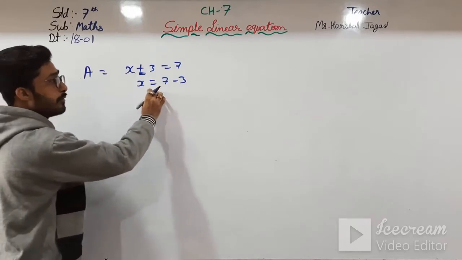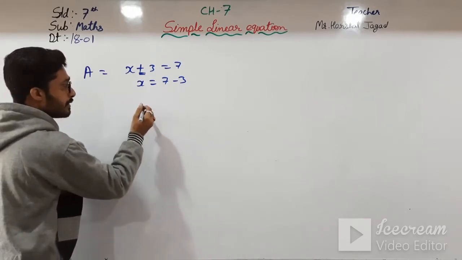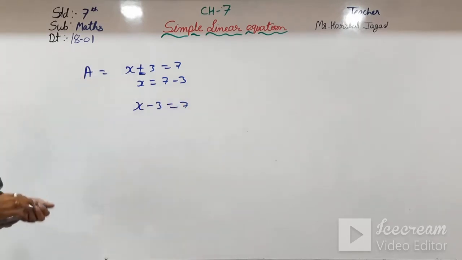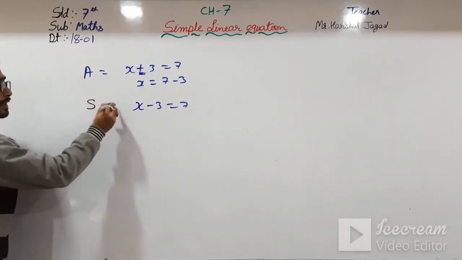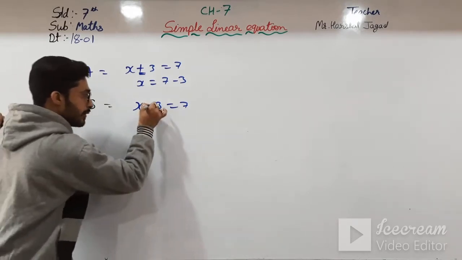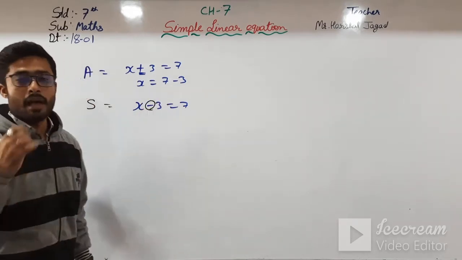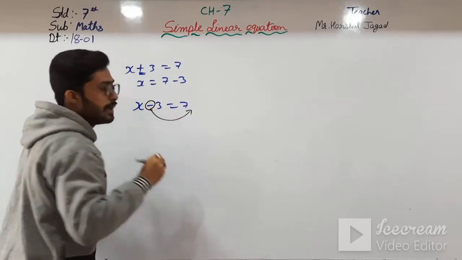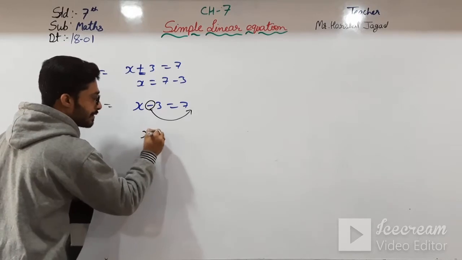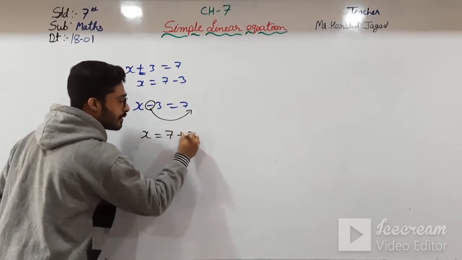And from this, what do we get? Here we can say that x minus 3 is equal to 7. This is the example of subtraction. I am writing in short, S means subtraction, A means addition. Then here you can see it is subtraction side. When it moves towards this side, it will be what? Addition. So it will be x is equal to 7 plus 3.